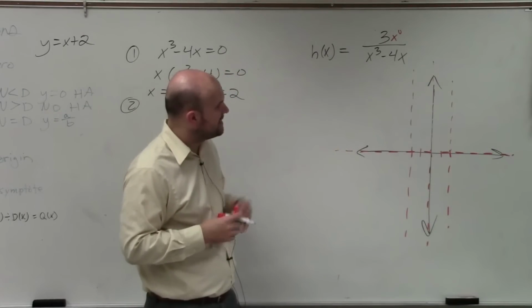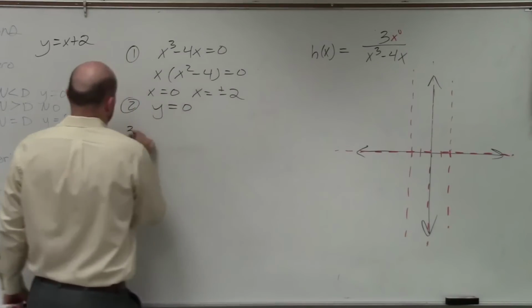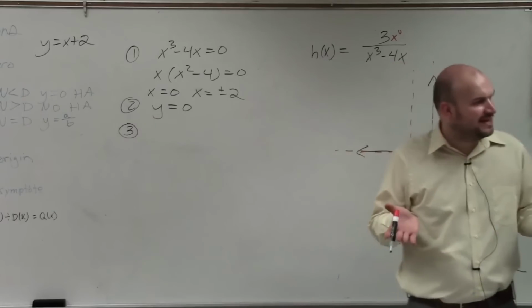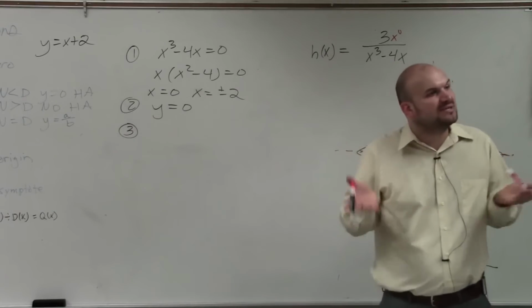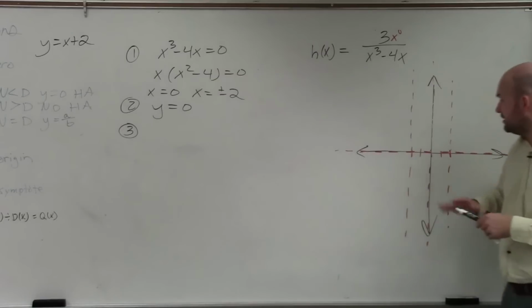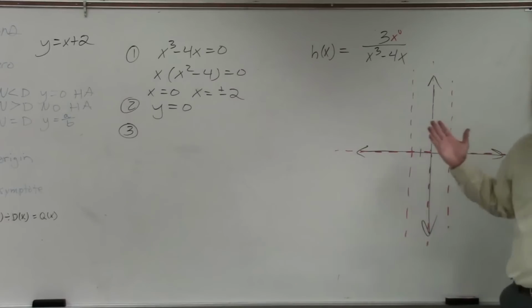So y equals 0 is your horizontal asymptote. The next step is to check for symmetry, which is the exact same thing as what we did before with even and odd. What's nice about checking for symmetry, ladies and gentlemen, is that if you know you have symmetry, all you need to do is graph one side, right? And then you can just reflect it based on the symmetry.